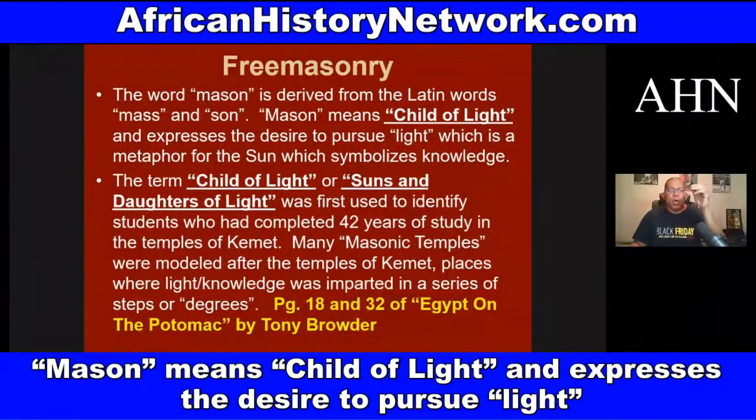Okay. So the term child of light, or sons and daughters of light, was first used to identify students who had completed 42 years of study in the temples of ancient Kemet. So check out pages 18 and 32 of Egypt on the Potomac by Tony Browder. Fantastic book.